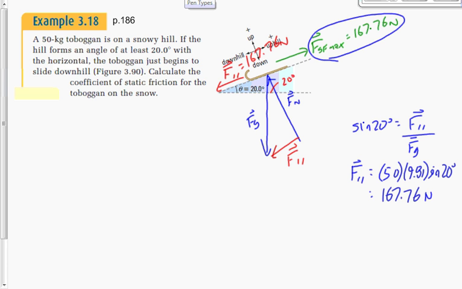We're looking for the coefficient. So let's say F, Julia, let's say what? F static friction max is equal to mu, the coefficient of static friction, times the normal force. Let's just rearrange this and solve for mu.